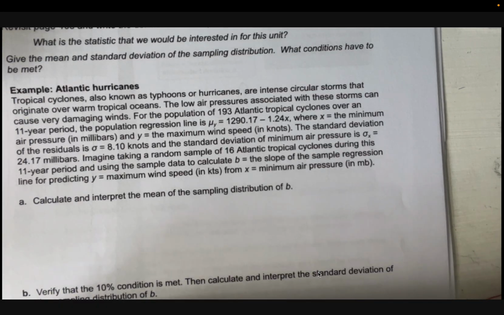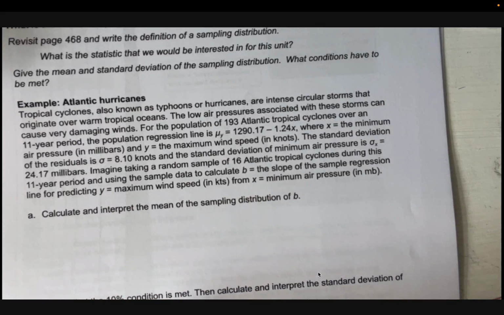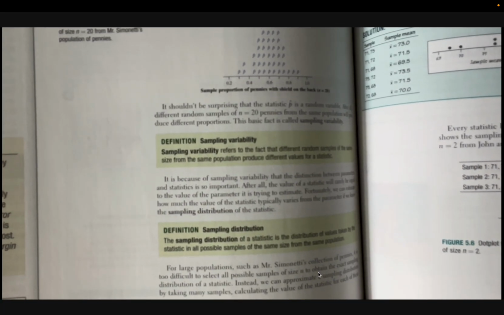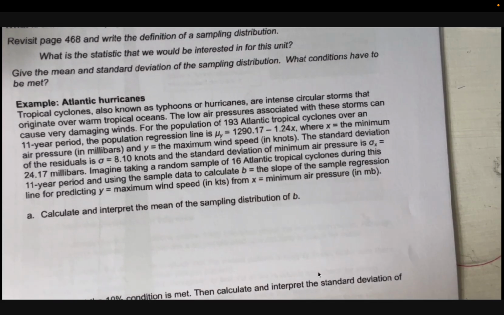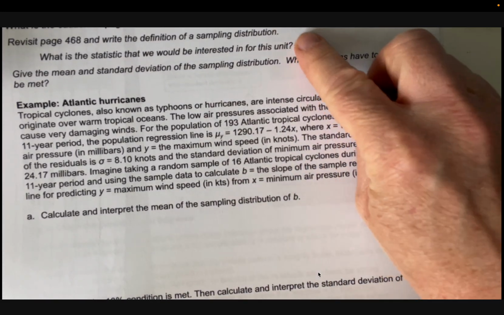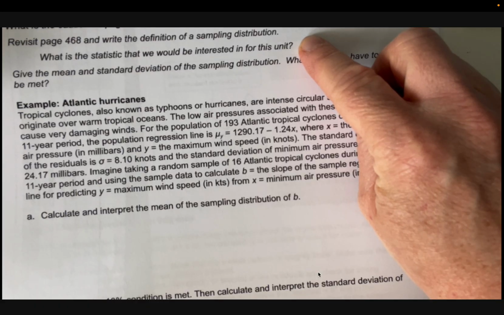All right, so it says in the notes to revisit page 468. So if I flip back here to page 468, a sampling distribution. A sampling distribution of a statistic is the distribution of values taken by the statistic in all possible samples of the same size from the same population. So the statistic that we're interested in for this unit is b, the sample slope.